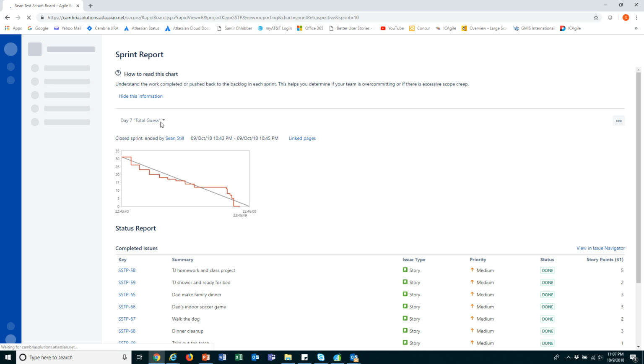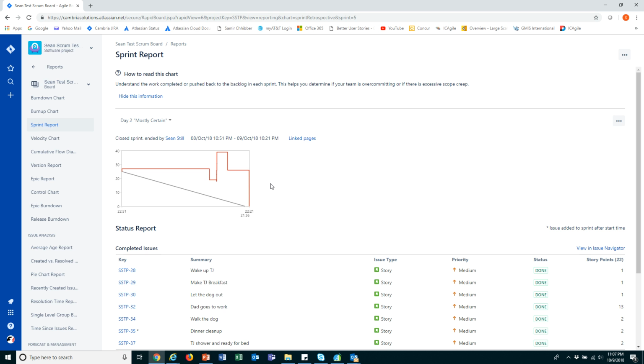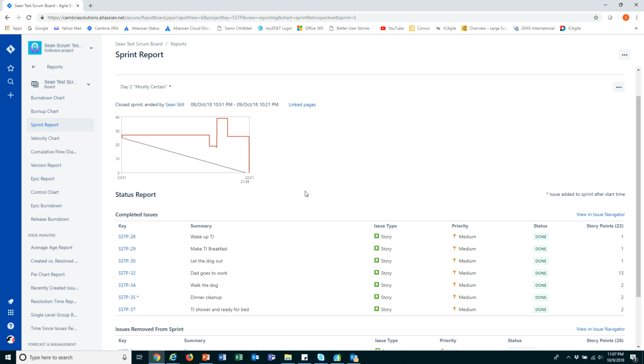Now, I've done a whole bunch of sprints with various scenarios, but one of the scenarios that I want to talk about that I do see quite common in the industry is this scenario that I've laid out.